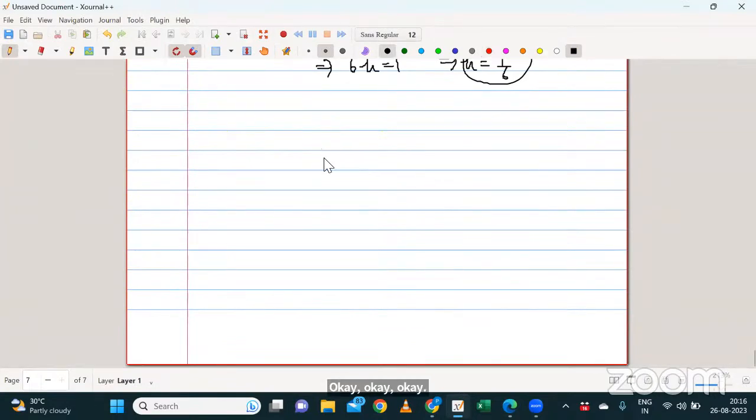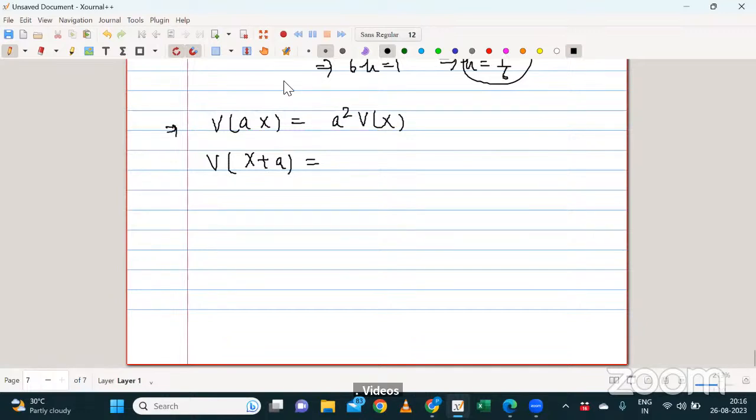Tell me one more thing. Variance of ax will be what? It's a into variance of x. A into variance of x or a square? A square, right. Variance of a x is a square variance. And what is the variance of x plus a constant? Variance of x, no change. Same variance. A constant does not affect it.